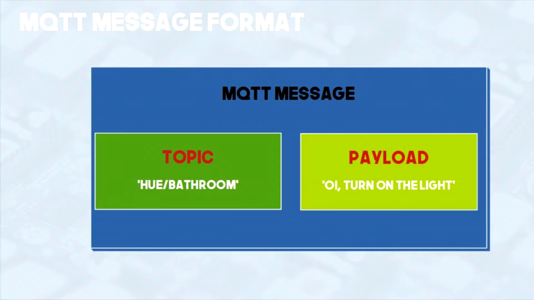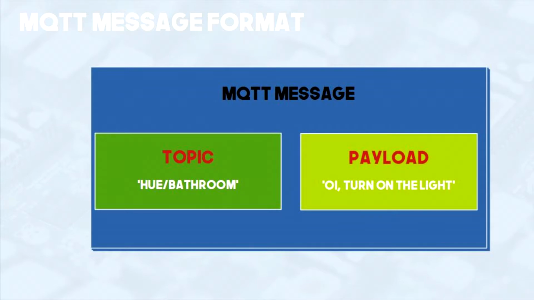With regard to the topic, you have a general topic, for example, hue, and then a more specific one, for example, bathroom. And you separate this with a slash. You could just as easily use lights and bathroom. This is pretty much analogous to how we use URLs these days.